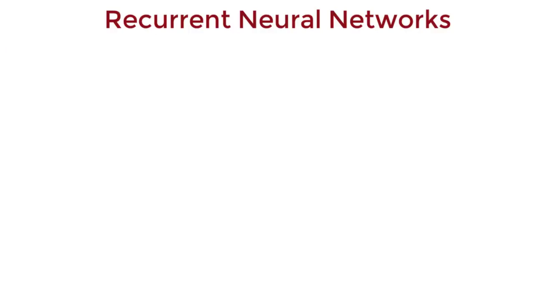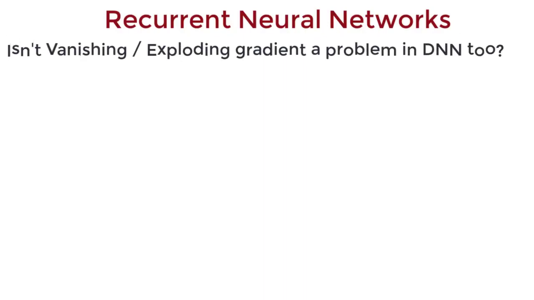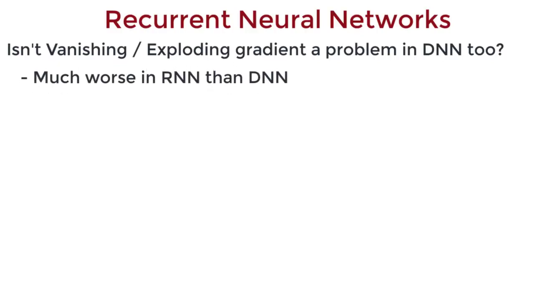Now you're probably thinking, but AJ, don't we observe something similar in deep neural networks? Isn't vanishing and exploding gradients the reason we can't go deeper into those architectures as well? What's so special about recurrent nets? And my answer to that is the effect of vanishing and exploding gradients is much worse in RNNs than it is for traditional deep neural networks.